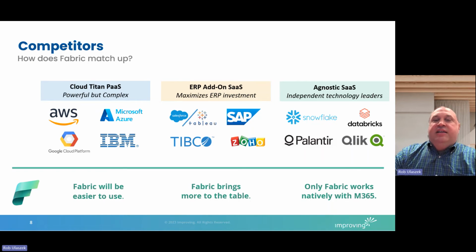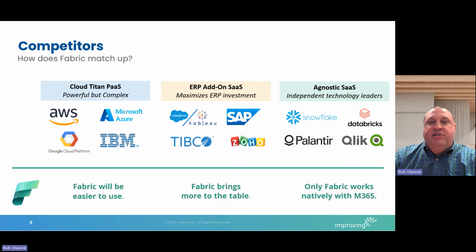The final category is agnostic SaaS. These are independent technology leaders that have earned dedicated user bases and zealots. Snowflake, Databricks, Palantir, Qlik, these are all wonderful, capable SaaS products that might surpass Fabric in some areas, but none of them have native Microsoft 365 integration. So when you look at it, Fabric's pretty competitive. How did it get this way?